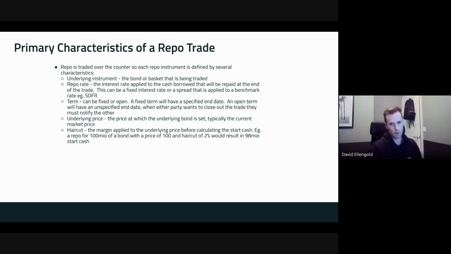So if they say a haircut of 2%, and you agreed a 100 million repo trade, and the price of the bond you agreed is 100, that's the percent of par price. If the haircut was 2%, then you would exchange 98 million of cash to start with.